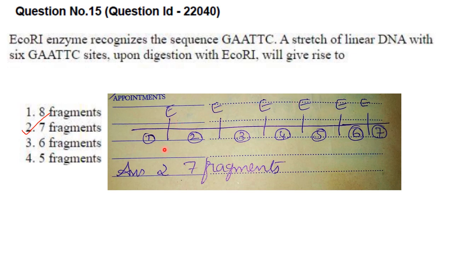So upon digestion with the EcoR1, you will get how many fragments? 1, 2, 3, 4, 5, 6 and 7 fragments. So the answer here is option 2, that is 7.